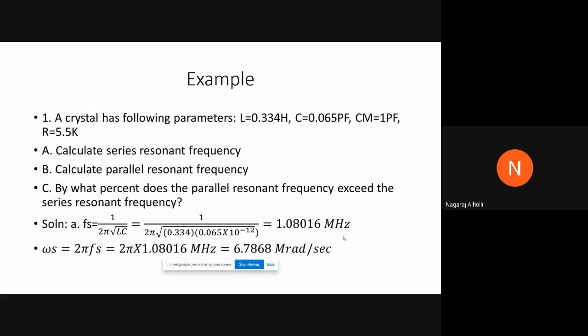That is 1 upon 2 pi, into the square root of, what is the inner term of the square root? 0.334 into 0.065 into 10 raised to minus 12.